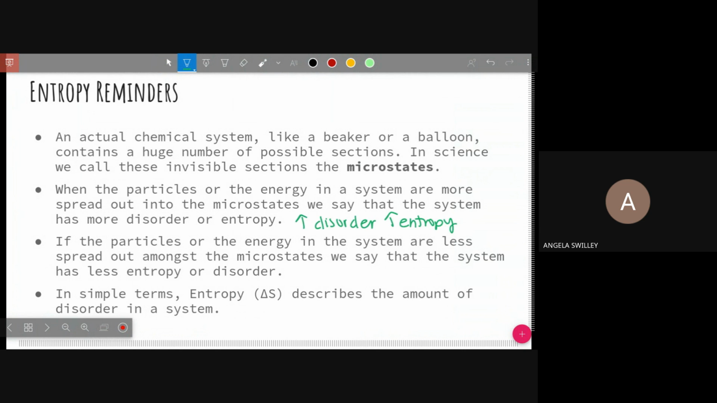And the opposite is true. If the particles or the energy in the system are less spread out amongst the microstates, we say that the system has less entropy or less disorder, because if they're taking up less space, they're closer together and they're going to be a little bit more ordered. In simple terms, our delta S, which is entropy, describes the amount of disorder in a system.